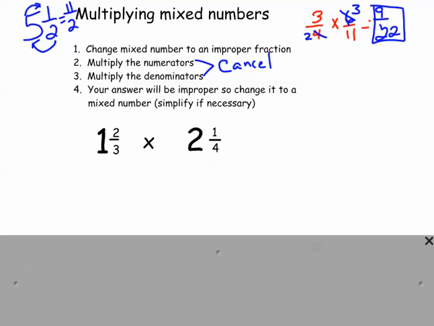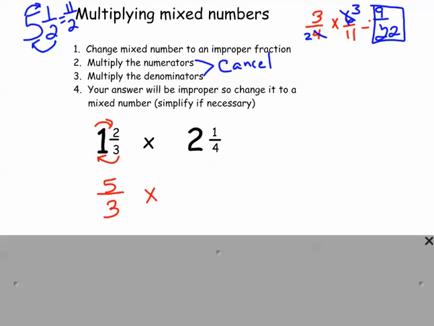So here is your first problem. Do this one with me. It's in your notes, so let's just follow step by step up here. Change to an improper fraction. So 3 times 1 is 3, plus 2 is 5. Keep the same denominator. So write that down.